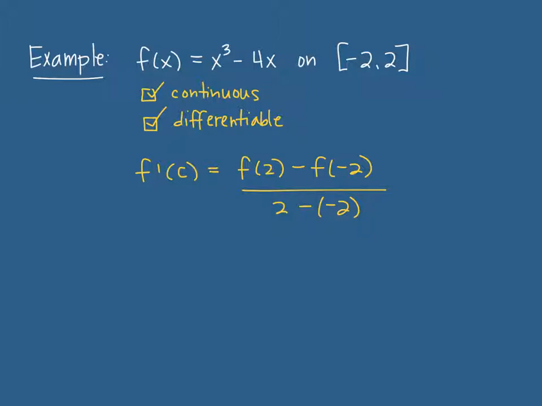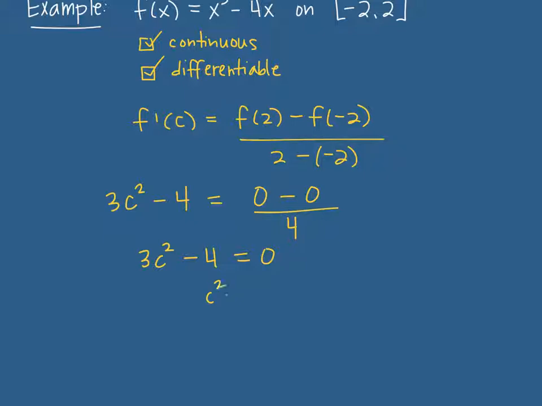So first I need to find f prime. F prime is 3x squared minus 4. So at c, that would be 3c squared minus 4. Okay, that's the derivative value with c as the variable. And on the other side, I need to figure out what f of 2 and what f of -2 are. So the endpoint f of 2, if I plug 2 into the function, what do I get? I get 0. And if I plug -2 into the function, what do I happen to get? I also get 0 over 4. So basically this comes down to the fact that 3c squared minus 4 must be equal to 0.